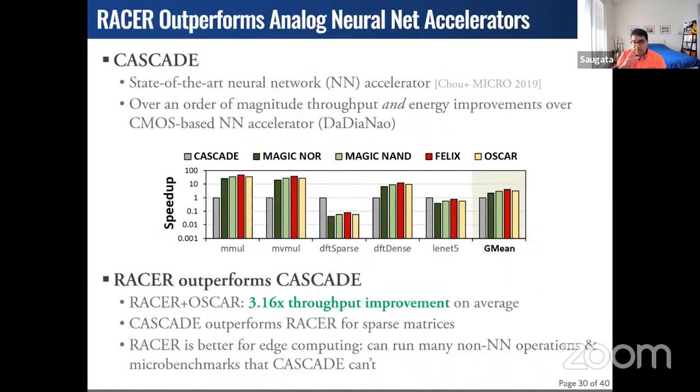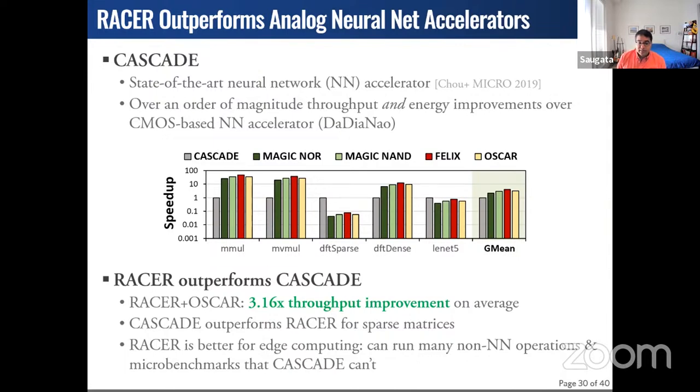And quickly, because we wanted to compare this to machine learning accelerators, right? So we looked at Cascade. Cascade is a state-of-the-art research ReRAM-based accelerator that looks at analog multi-level cell neural network multiplies. Cascade already showed an order of magnitude of improvements over our conventional array-based CMOS neural network accelerators. They compared against DaDianNao in their work. So it might not quite be at the level of modern TPUs or neural engines and things like that. But Cascade already compared to DaDianNao and showed an order of magnitude throughput and an order of magnitude energy improvement over that.